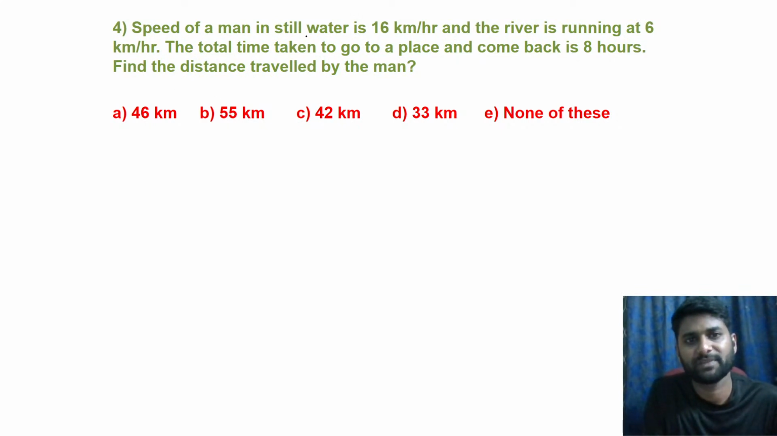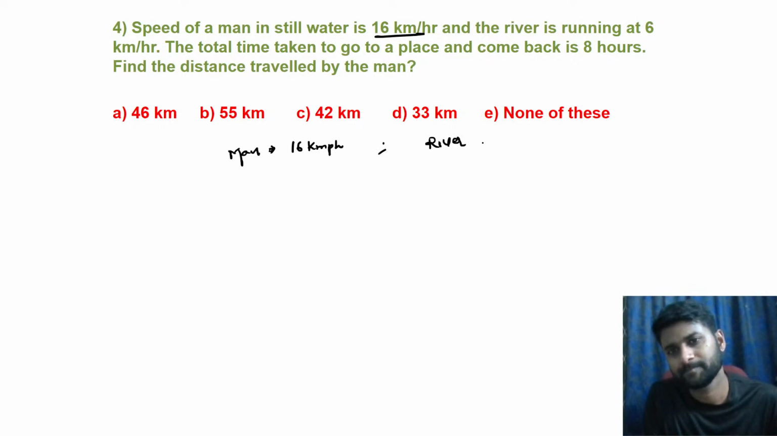Now see, the speed of a man in still water is 16 kilometers per hour. See, we have a man's speed equal to 16 kilometers, and there is the speed of a river. Just consider B as the reference, and I just consider U as the river's speed, which is exactly equal to 6 kilometers per hour.